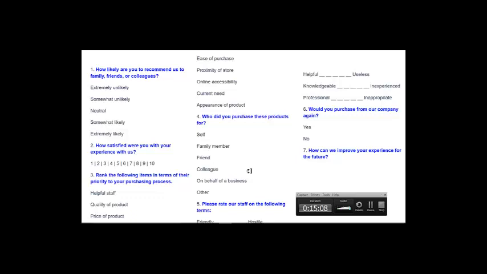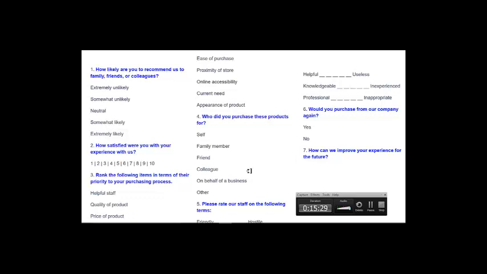How satisfied were you with your experience with us? And we have a scale from 1 to 10. On a scale of 1 to 10, how satisfied were you with us? Who did you purchase these products for? Yourself, your family, your friends, your colleagues, and so on and so forth. These are multiple choice type of questions.